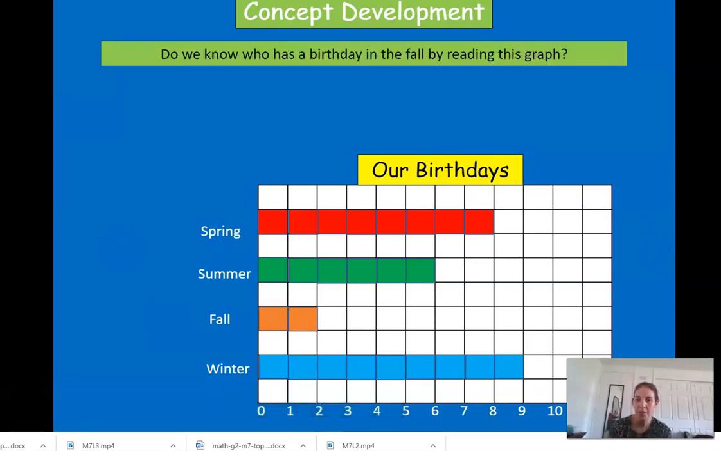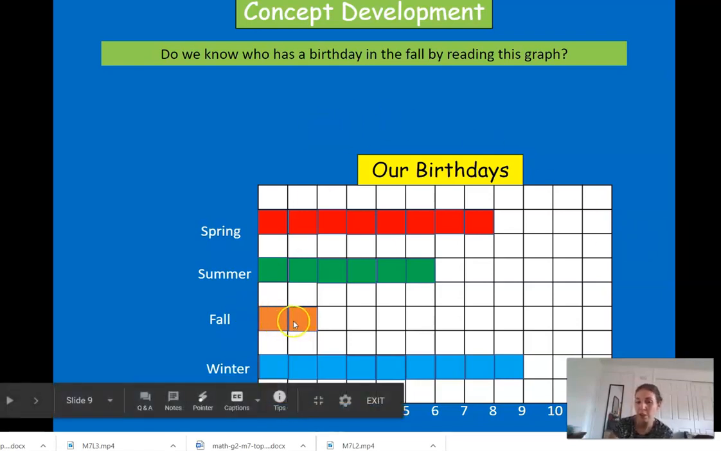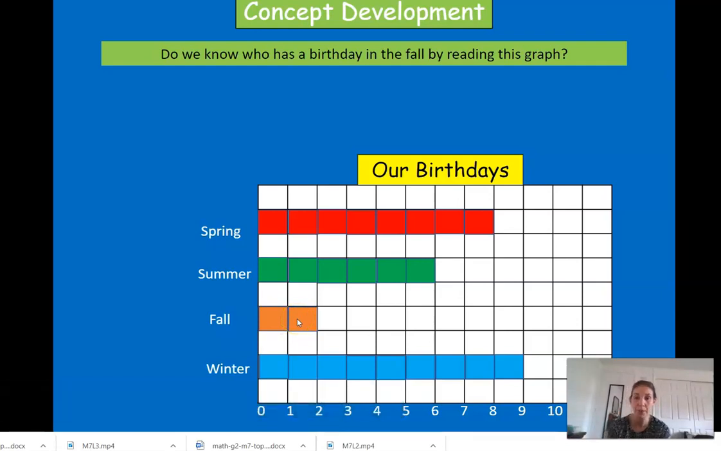Okay, now, looking at our bar graph, do we know who has a birthday in the fall? When we look at this chart, do we know whose birthday is in the fall? No, we don't know whose birthday. What information do we know? We know that there are 2 people who have a birthday in the fall. We don't know who those specific people are.